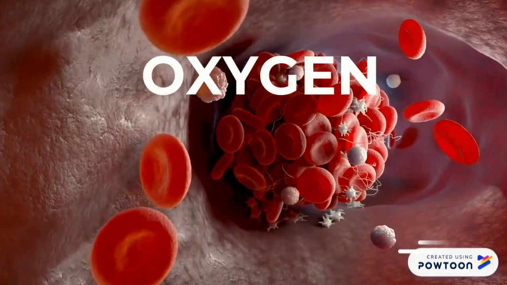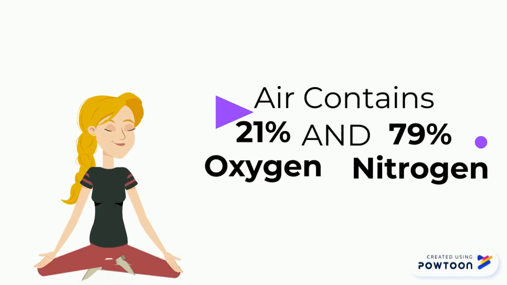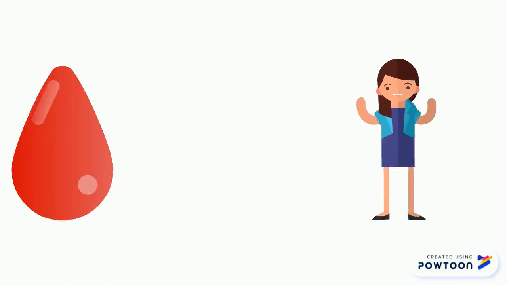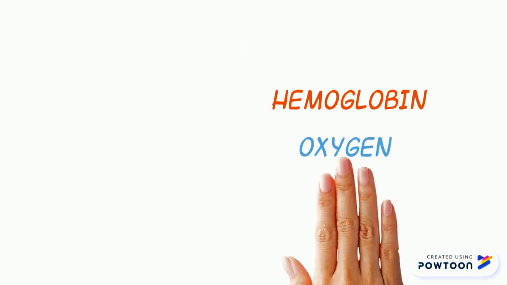Today, we're going to understand the oxygen hemoglobin dissociation curve. The air we breathe in contains 21% oxygen and 79% nitrogen. Oxygen is primarily transported throughout the body in red blood cells, which contain hemoglobin that carries the oxygen from the lungs.